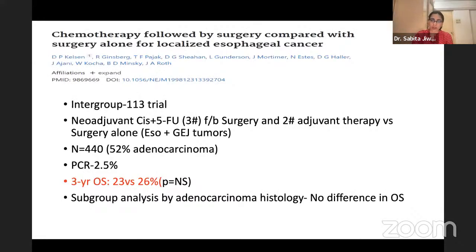There were two major trials which were considered as landmark. First was the Intergroup 113, which was actually a negative trial. And they did a subgroup analysis by adenocarcinoma also. There was no difference in overall survival. This was actually a very old study done in the 1990s. And the interval between the neoadjuvant chemotherapy and the surgery was anywhere from 2 to 8 weeks. So this is one of the reasons why it was criticized. And the staging was not standardized in this study.